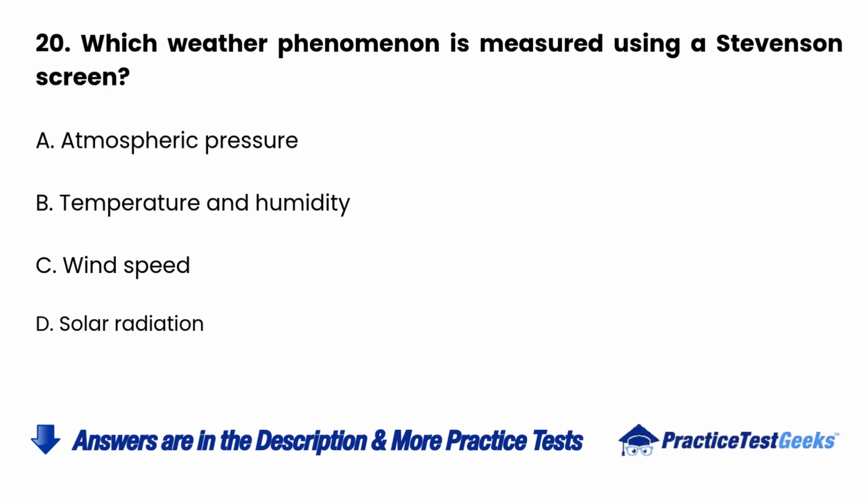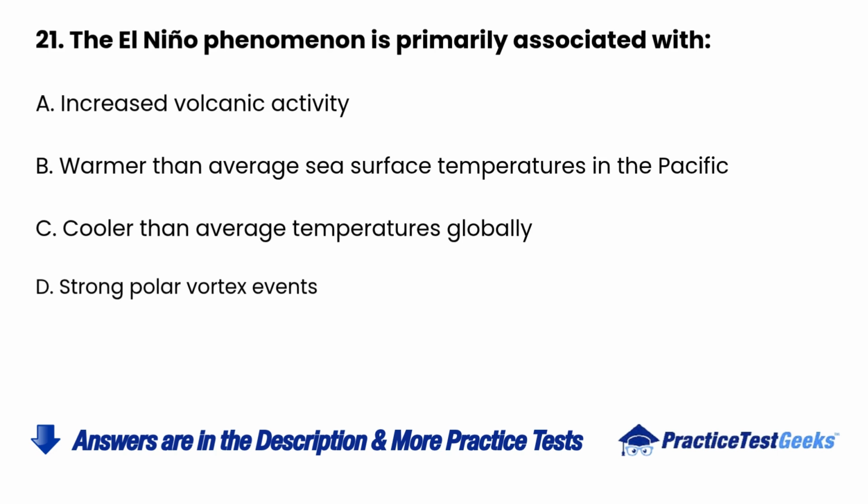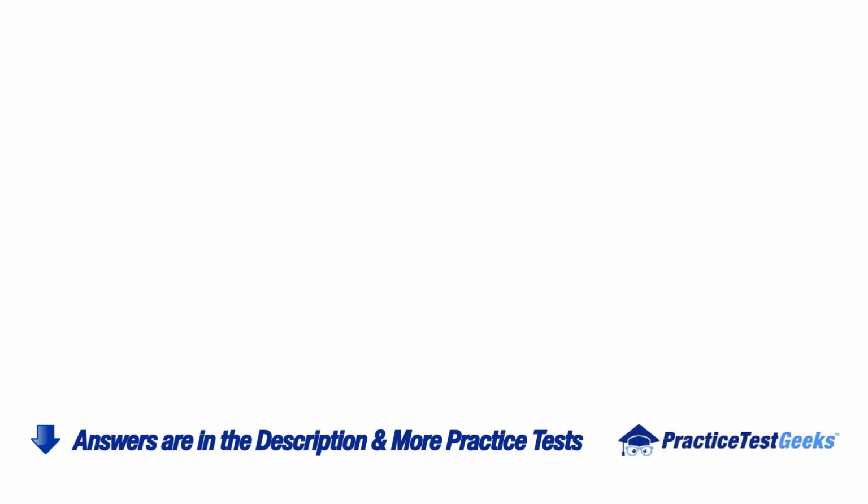A. Atmospheric pressure. B. Temperature and humidity. C. Wind speed. D. Solar radiation. 21. The El Niño phenomenon is primarily associated with A. Increased volcanic activity. B. Warmer than average sea surface temperatures in the Pacific. C. Cooler than average temperatures globally. D. Strong polar vortex events.